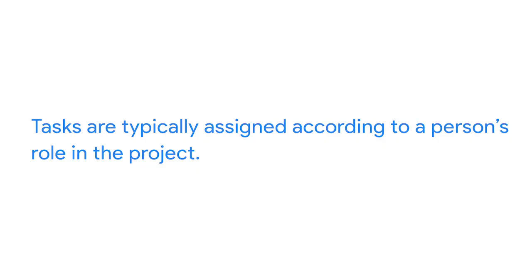Tasks are typically assigned according to a person's role in the project. For example, in our office green scenario, the web designer is assigned to the task of mocking up the initial website design. You are assigned to the task of reviewing that design and providing feedback. And the designer is assigned to the task of implementing your feedback. A web developer will be assigned to the next task of developing the site itself.